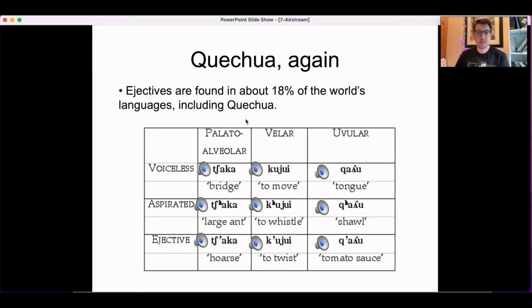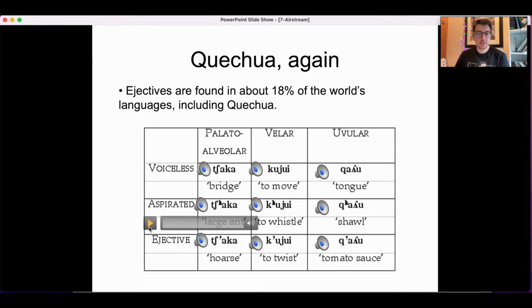And here is Quechua again. Quechua has this three-way contrast between palatal, alveolar, velar, and uvular, voiceless, aspirated, and ejective. So let's listen to voiceless, palatal, alveolar. Chaka. Or this is, in this case, post-alveolar. Kuyui. Chaka, kuyui. Kalyu. Kalyu. Right? So these are clear to you.